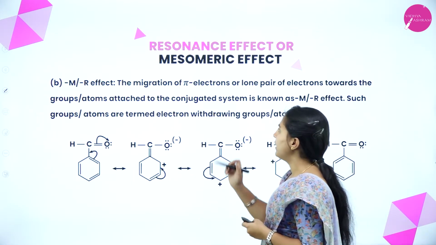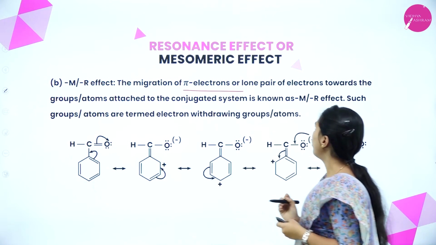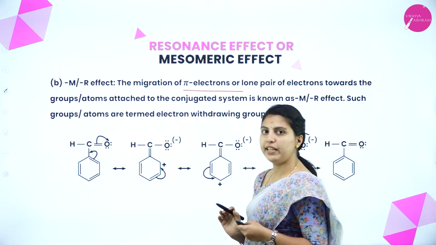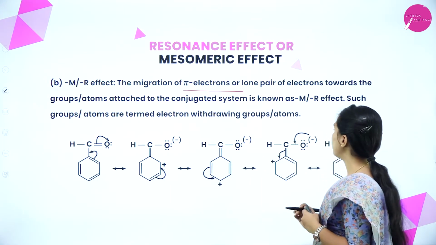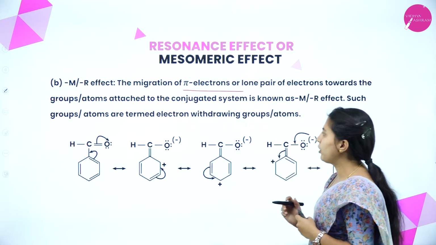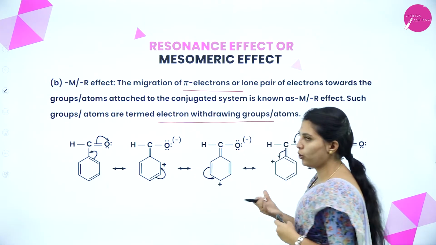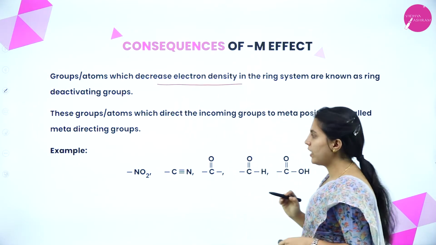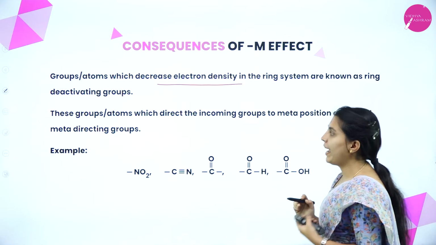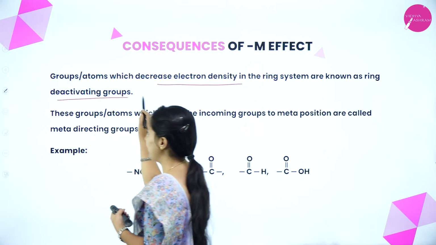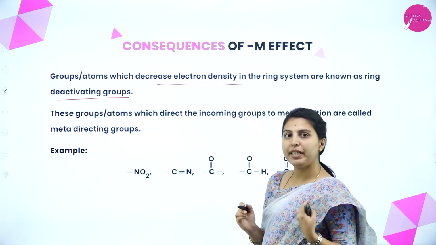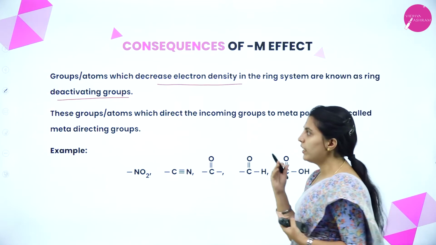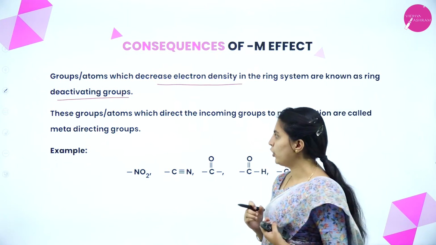Next is minus M. The migration of pi electrons or lone pair of electrons towards the group, not away from the group, to the conjugated system is known as minus M. These will be called electron withdrawing groups. Groups or atoms which decrease the electron density in the ring system are known as electron deactivating groups. Whichever is releasing electrons will be activating, and whichever decreases the electron density will be called deactivating groups.